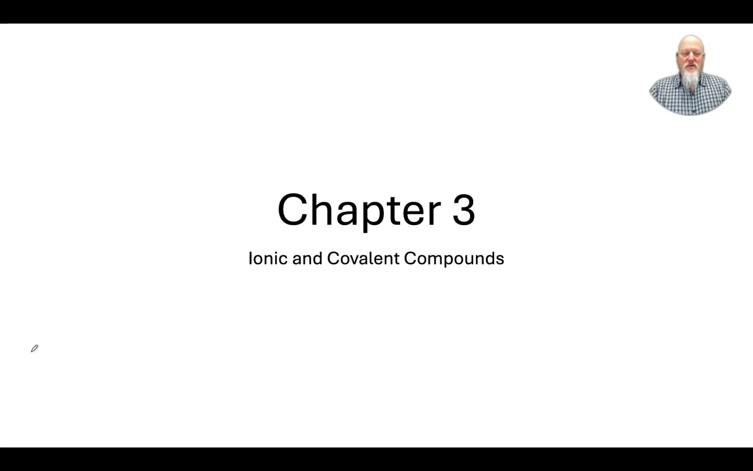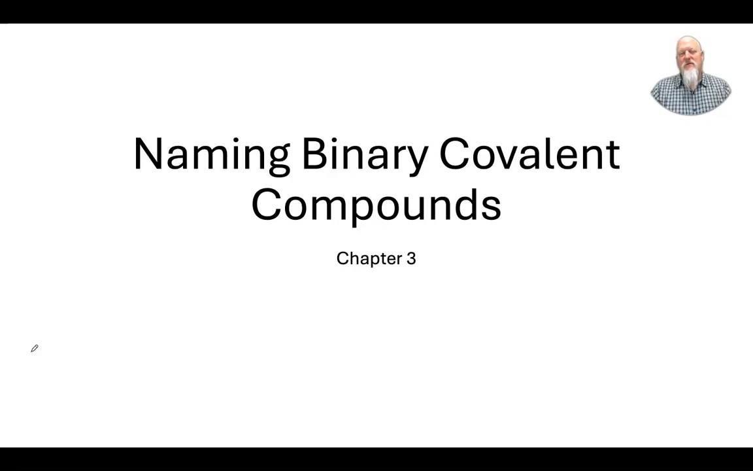All right, so now that we've introduced covalent compounds, we're going to look at naming a specific type of covalent compound. Covalent compounds, also called molecules. We're going to name binary covalent compounds, and binary means two. So these are going to be covalent compounds that only contain two different elements.